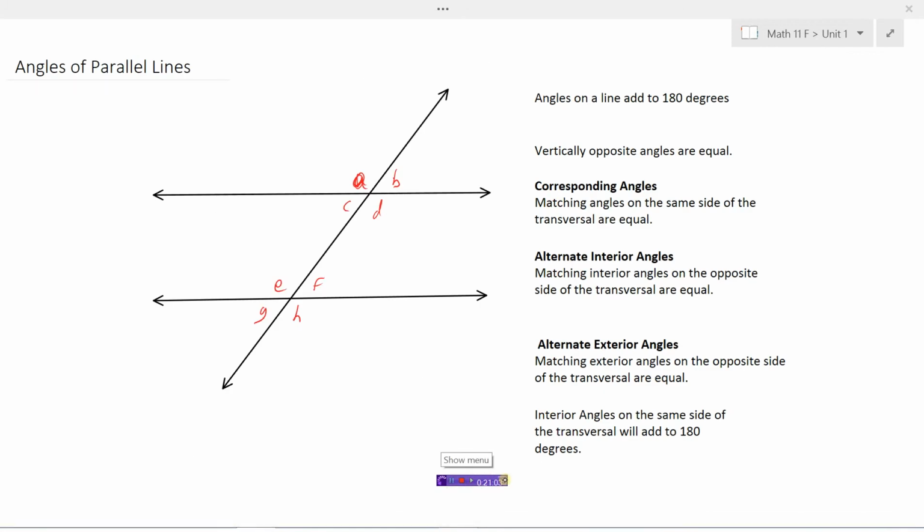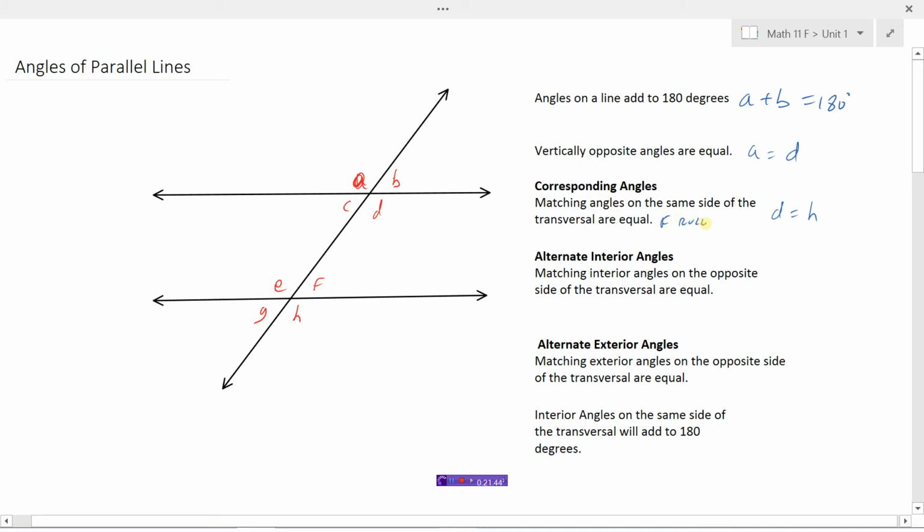So we know that angles on a line have to add to 180 degrees. For example, we would know that A plus B must equal 180 degrees. Those two angles are angles on a line. We also know that vertically opposite angles are equal. So angle A must equal angle D because they're opposite angles. We know that corresponding angles, those are the matching angles on the same side of the transversal. So that must mean that they're equal. D equals angle H. This is the one that we call the F rule.